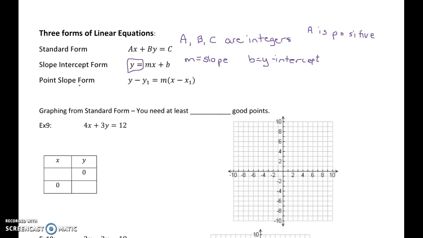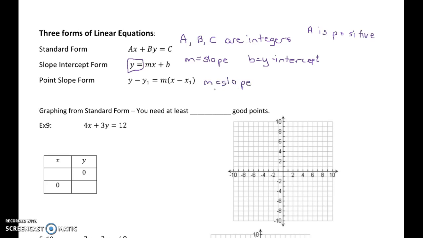Finally, we have point-slope form. We're going to look at this more in section 8.5 a little later on. This one's not as familiar, but it's very powerful. It's very helpful. We'll see this later. y minus y1 equals m times x minus x1. And m is still the slope.